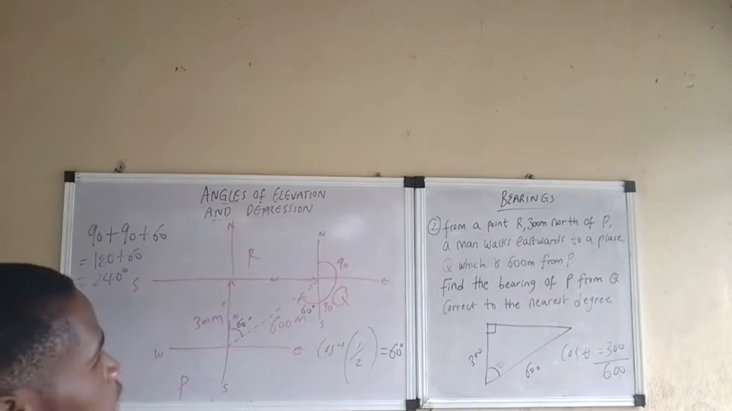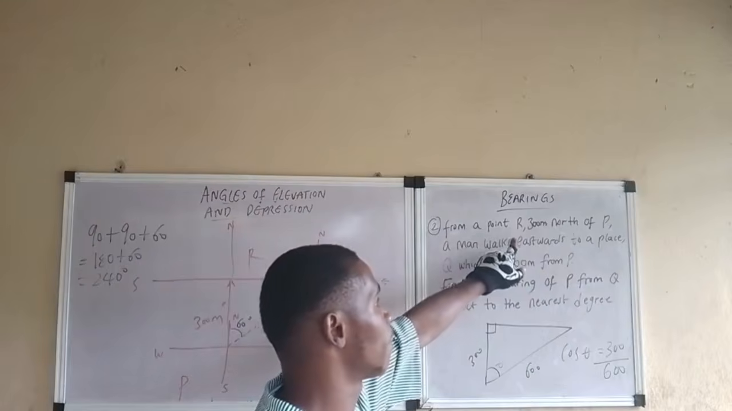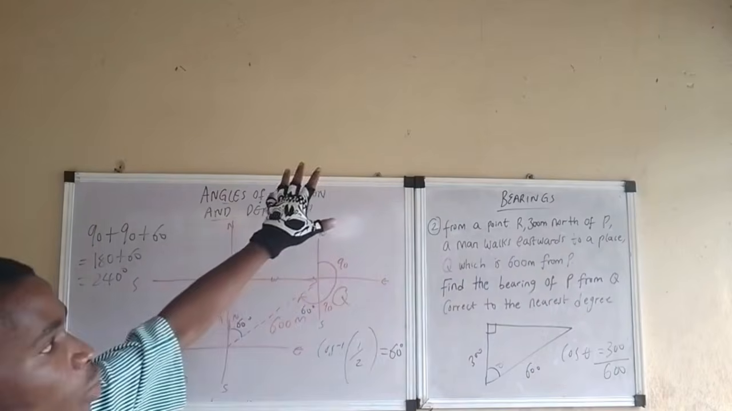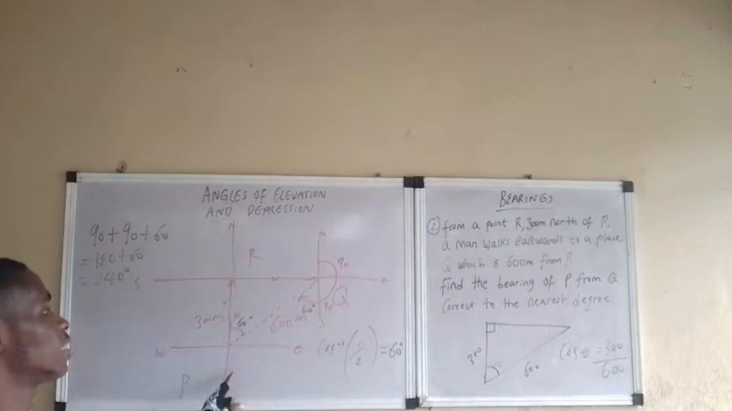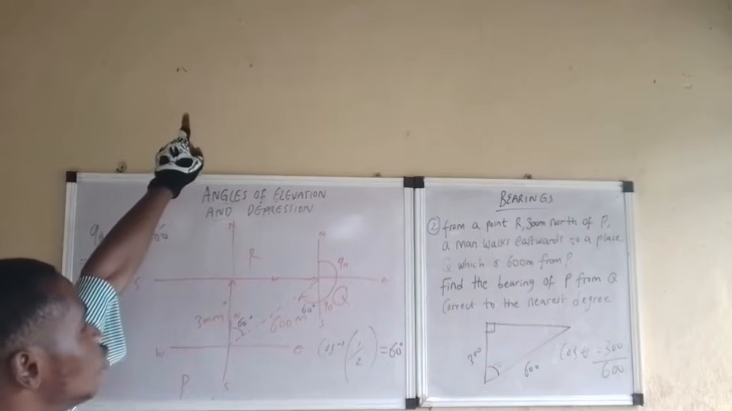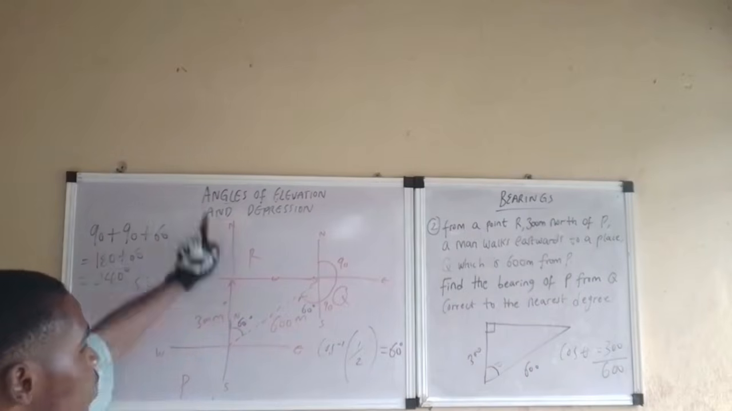Now let me recap the question. The question says from a point R, which is 300 north of P. It means you need to identify the position of point P first, and then note 300 meters north of P. So that's what we did.